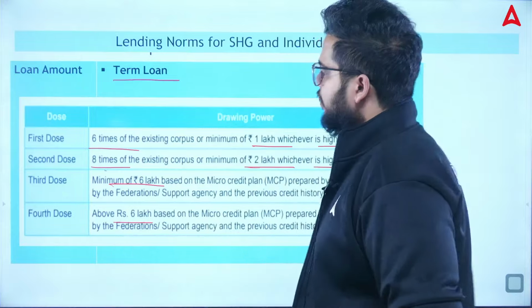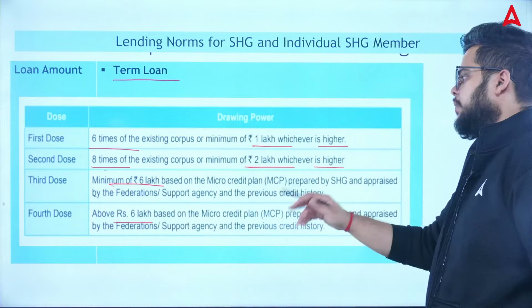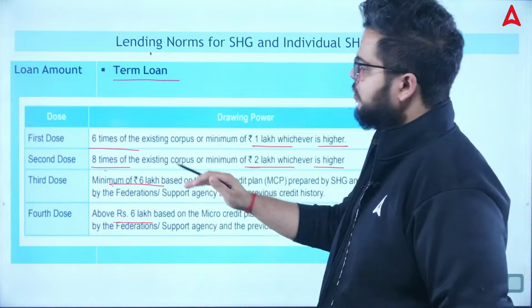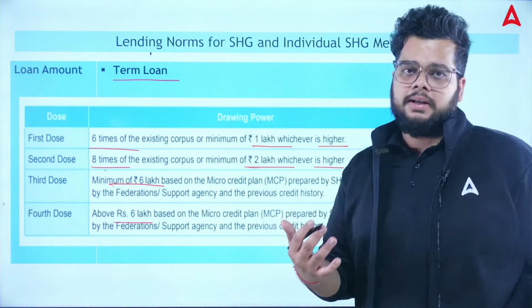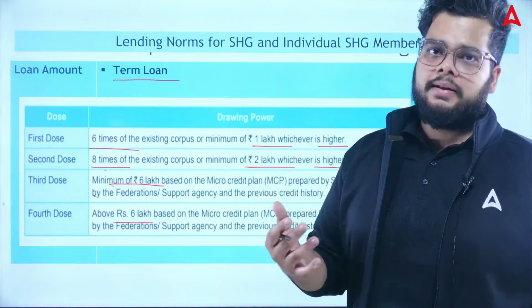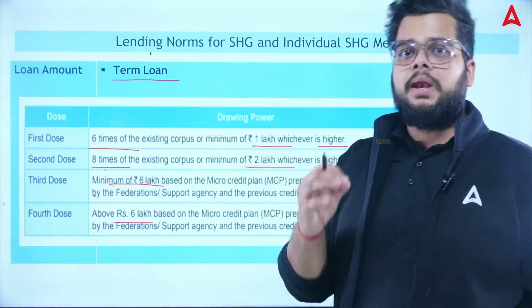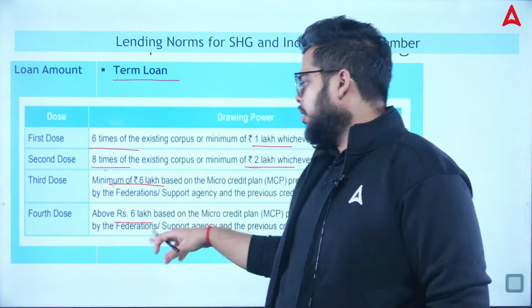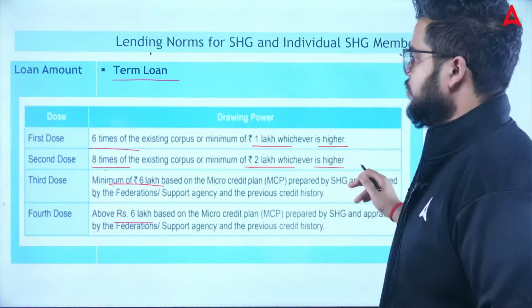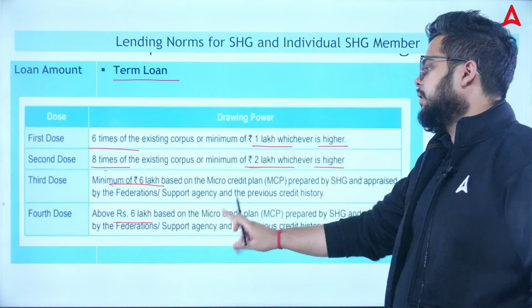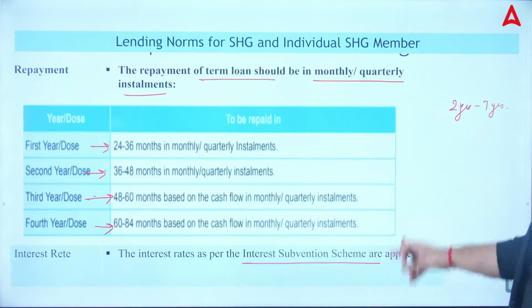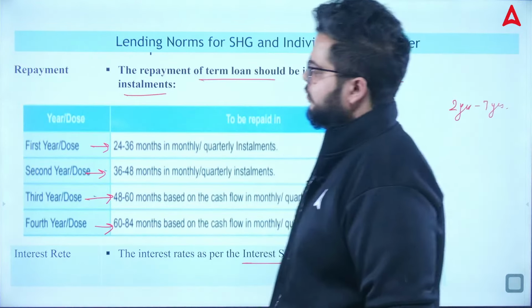Then we have the second dose, 8 times of the existing corpus, or minimum 2 lakh, whichever is higher. Third dose, minimum of 6 lakh, and the delegating agencies can also fix a specific limit, but it should be minimum 6 lakh. Beyond 6 lakh will be the fourth dosage. So 6 times of existing corpus, or minimum 1 lakh we start, and above 6 lakh we can go till the fourth tranche or the fourth dose.